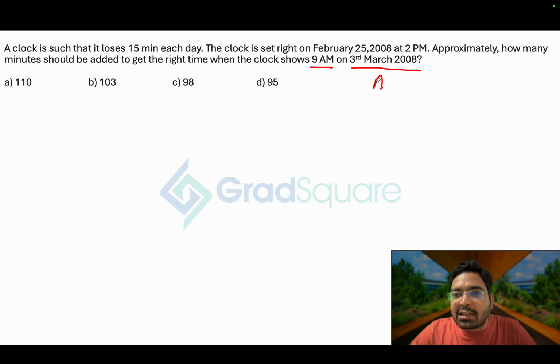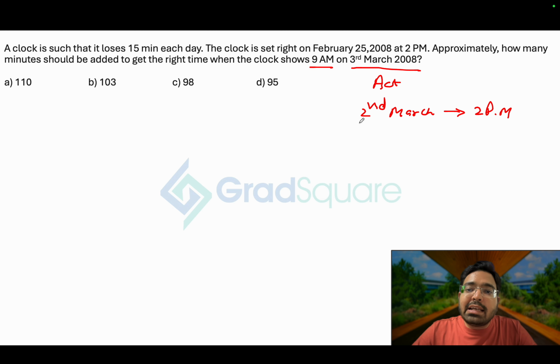So I'm looking at the actual time on what date? I'm looking at 2nd March and I'm looking at 2 p.m. This is the actual time. In this particular span of time from 25th February 2008 2 p.m. to 2nd March 2008 2 p.m. there is an actual timing of 6 days, right? Each day you are going to lose 15 minutes. So you would have lost how much? 6 times 15, which is 90 minutes you would have lost.